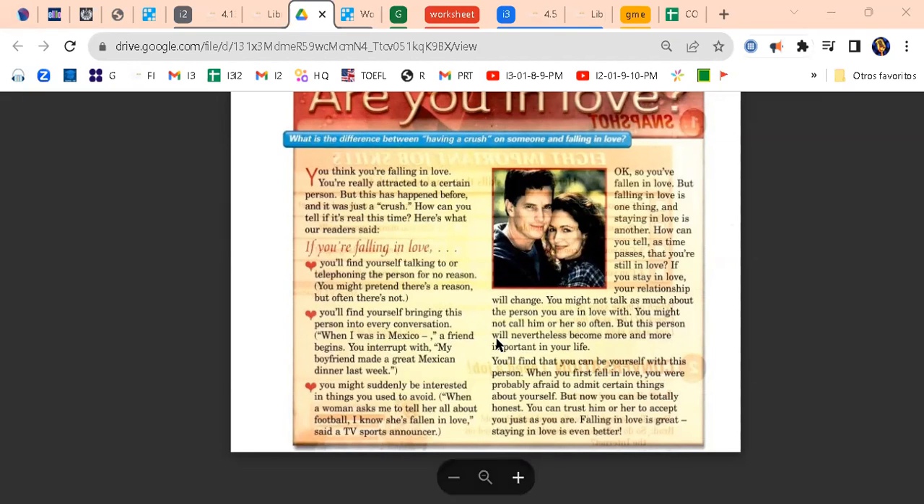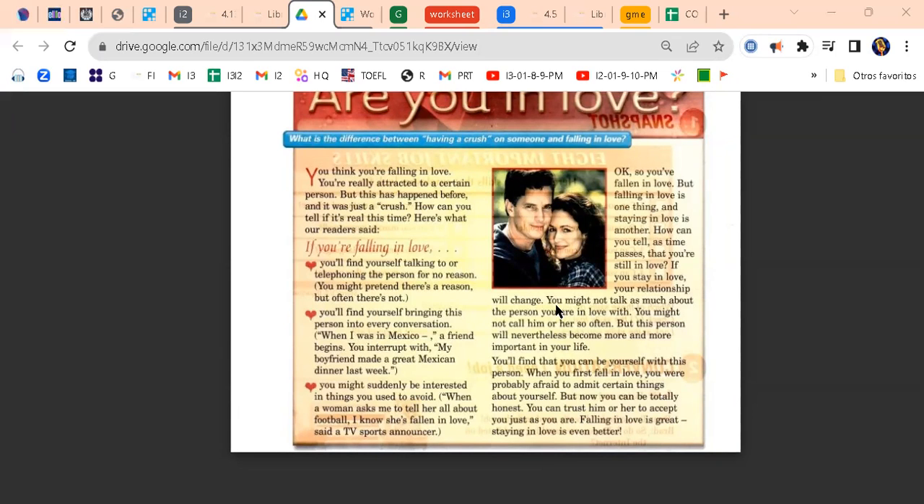So guys, what do you think? What is the difference between falling in love and staying in love? So you can find this here. If you stay in love, your relationship will change. So probably when you stay in love, maybe you have passed the first stage in your relationship and now you're on a second stage. You don't have to talk with that person a lot in order to make him or her feel that you love them. So maybe you both know, and you're honest with that person.